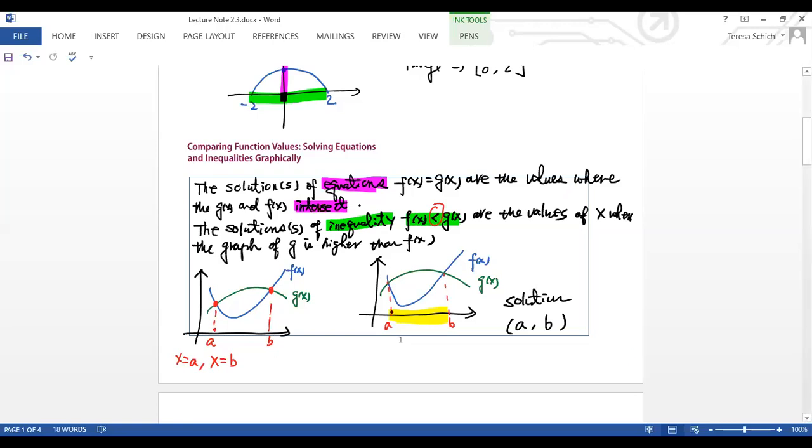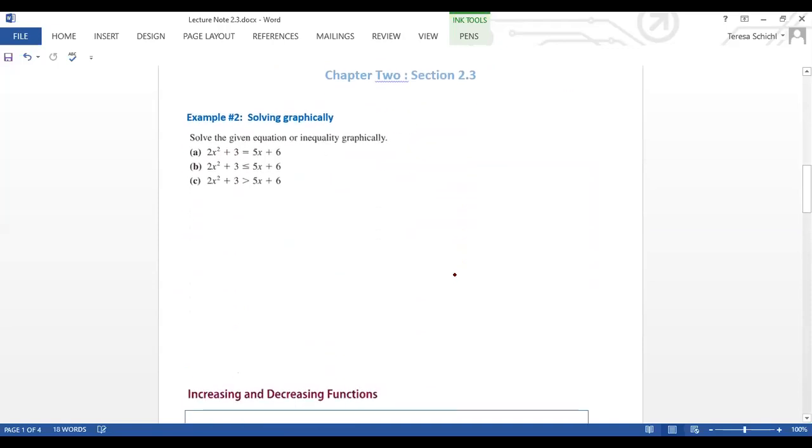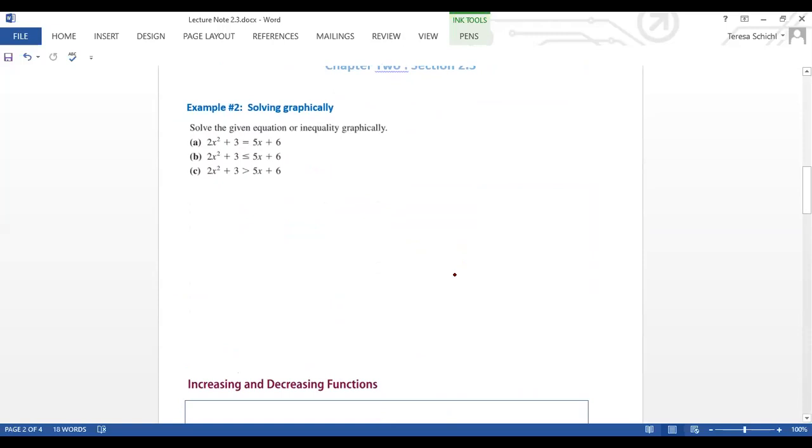Okay, so now let's take a look at these examples. Let's solve the inequality by using the graph here, okay?